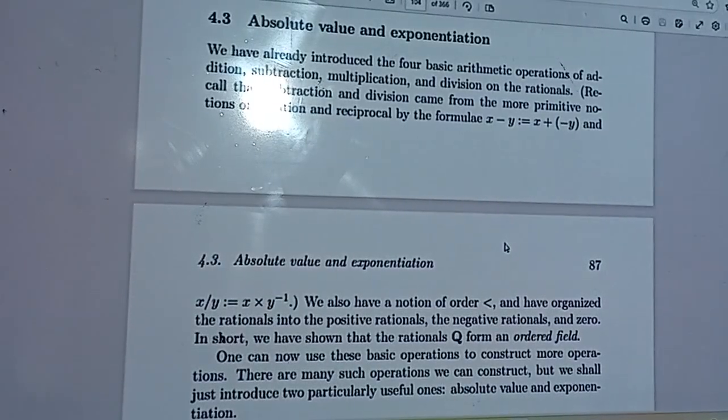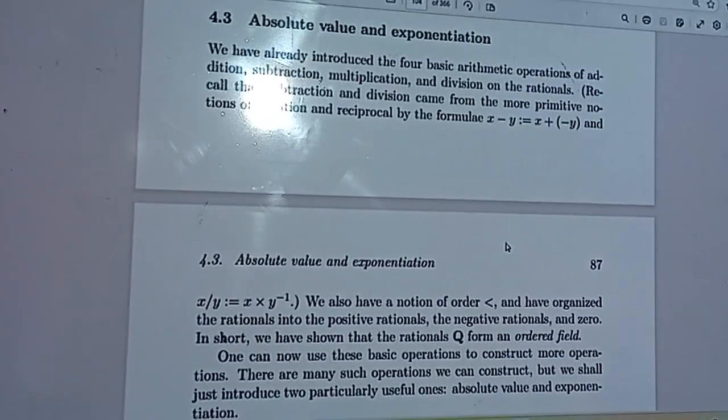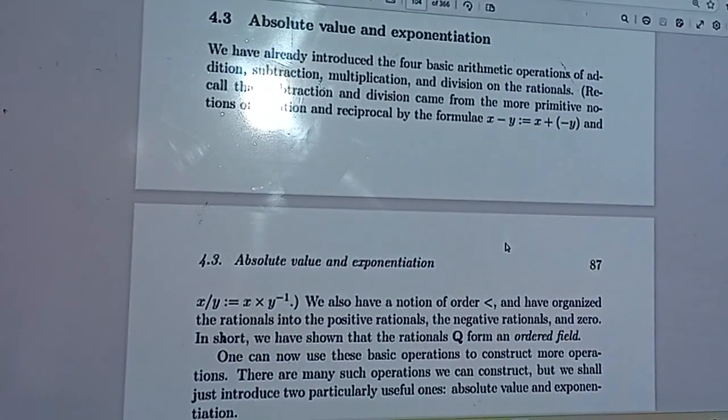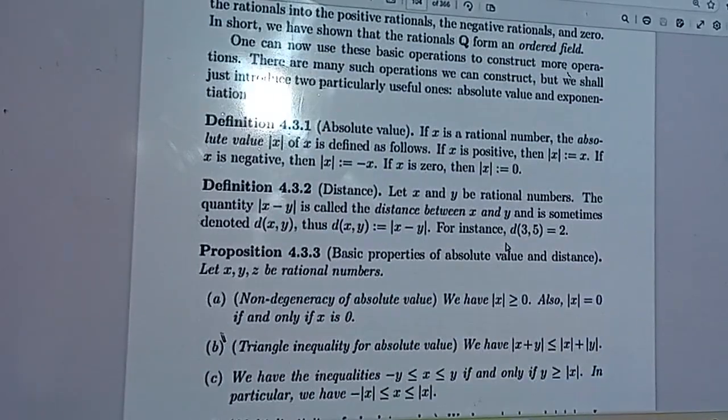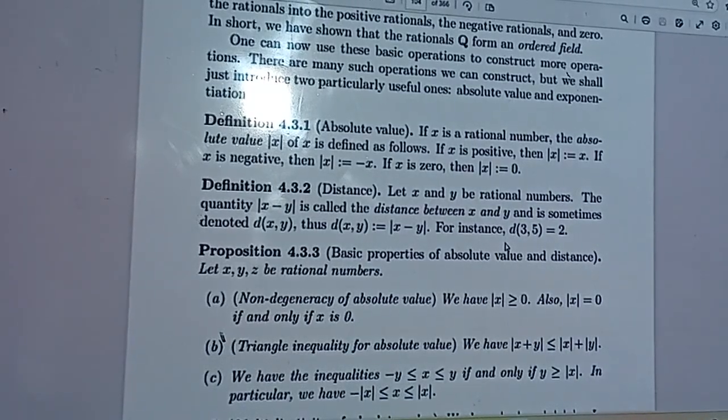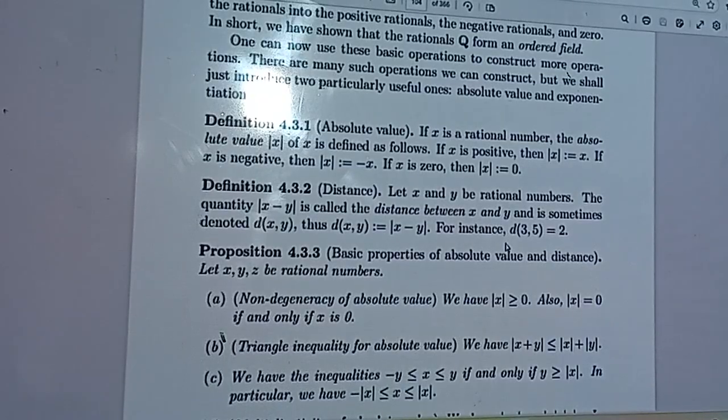One can now use these basic operations to construct more operations. There are many such operations we can construct, but we shall just introduce the particularly useful ones: absolute value and exponentiation. To me, what is very important is absolute value. If x is a rational number, the absolute value of x, you write it in two vertical lines, you write the number.